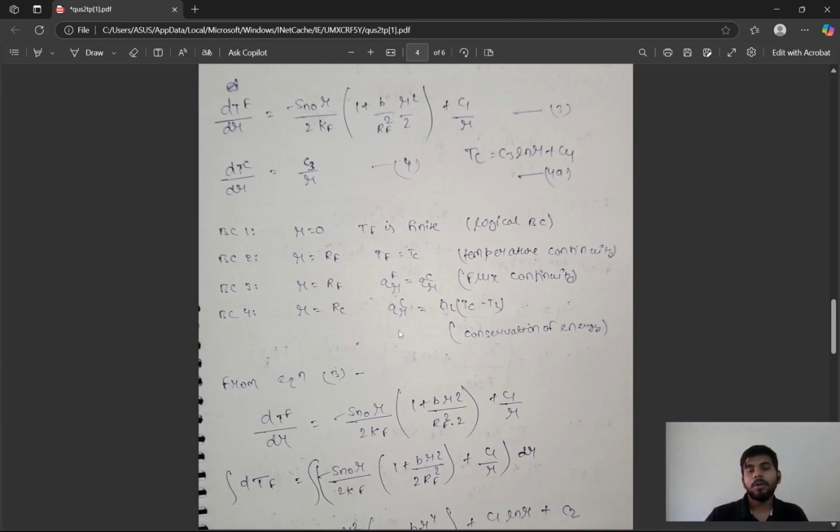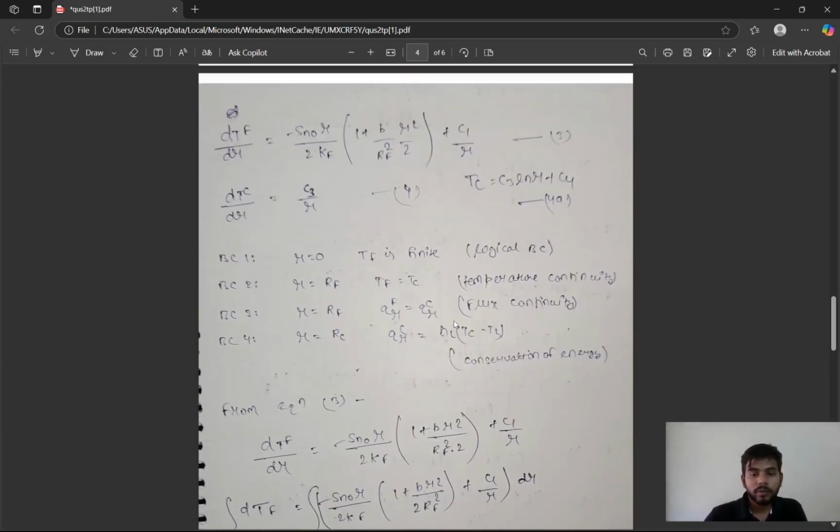That is, the amount of heat conducted will be equal to the amount of heat convected. So, at capital Rc, we have Q at Rc equals to hL into delta T. Delta T is our Tc minus T infinity, and this law is known as Newton's law of cooling, which is the main governing law in case of convective heat transfer or convective transport.